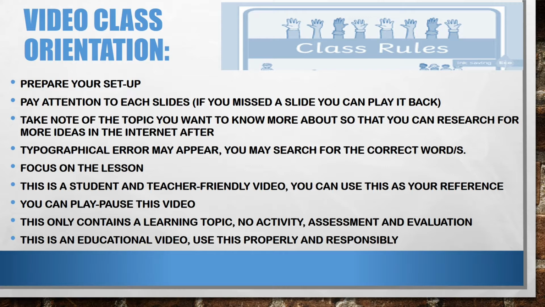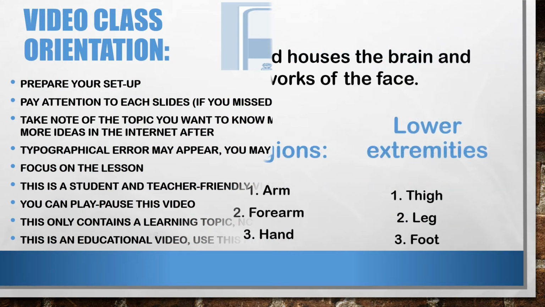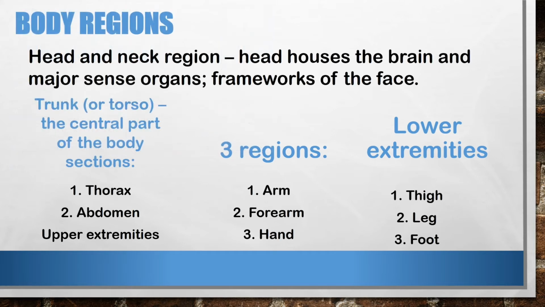Now take a look at this quick video class orientation. Now let's start with the body regions. The head and neck region. This is the head, houses the brain and major sense organs. It is also the framework of the face.